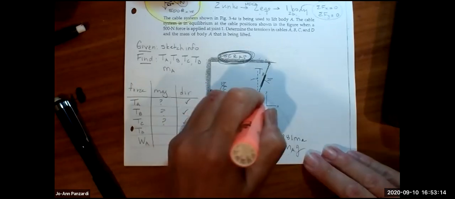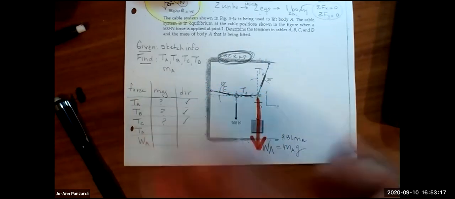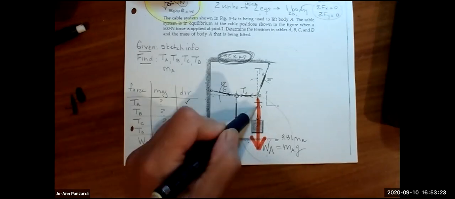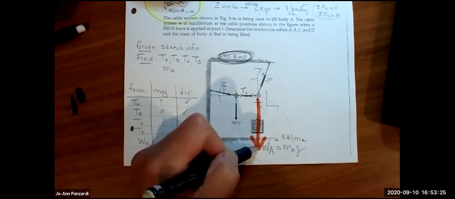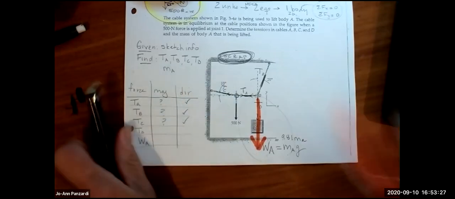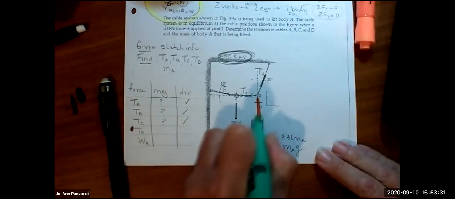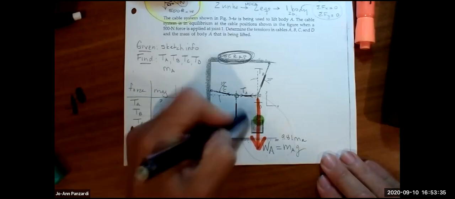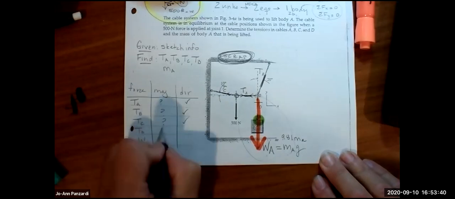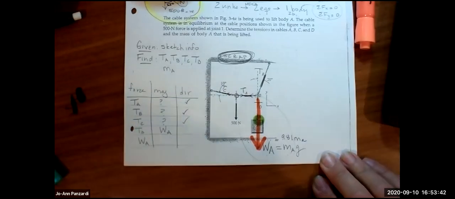So the weight of this block is suspended through here, and this cable is equal to the weight. Does everybody agree that if I took a free body diagram right here at point 3, you would have the weight going down and the tension going up, which means TD is equal to the weight of A? Does everybody agree?